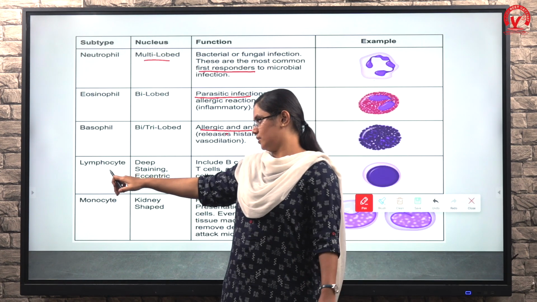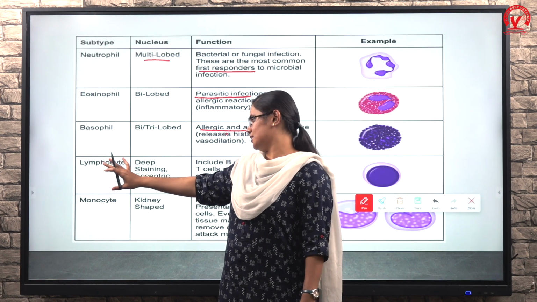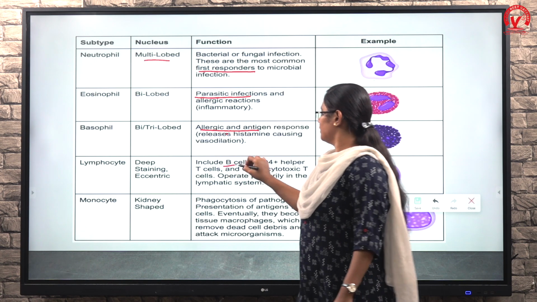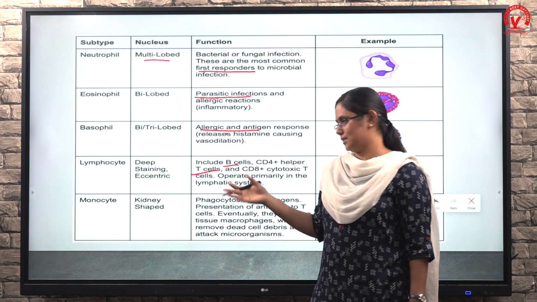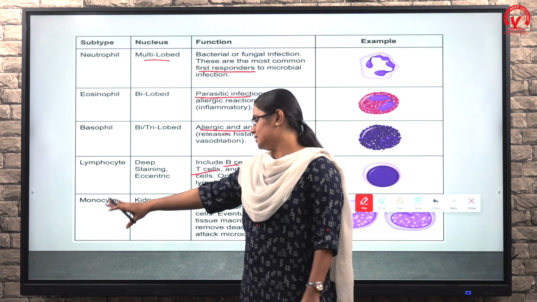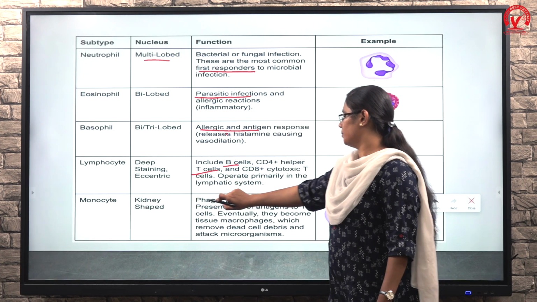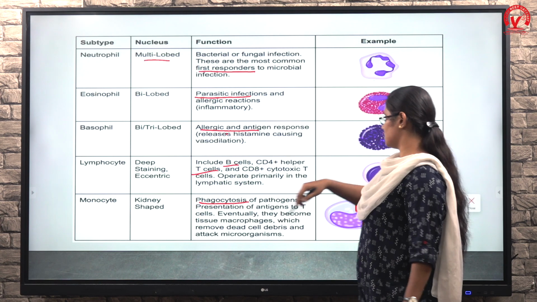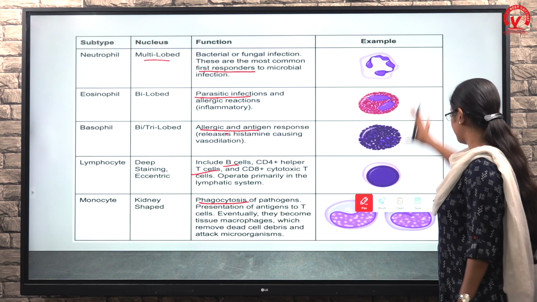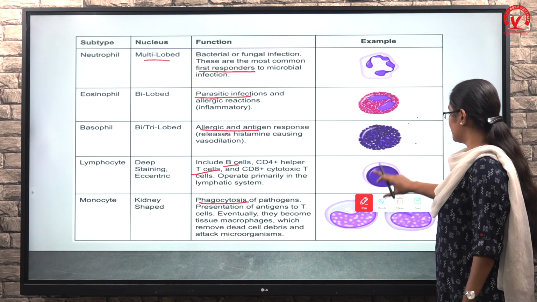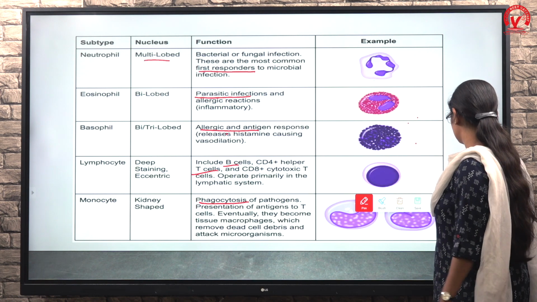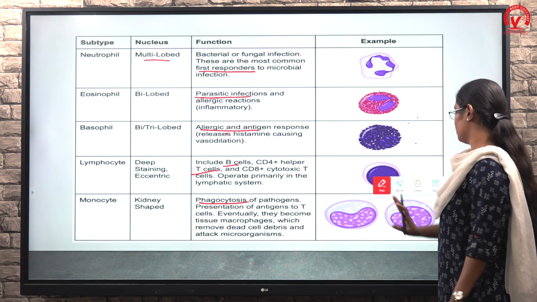And lymphocytes, two different types, T and B cells, and they will be helping in cell mediated and humoral immunity. So, it will be discussed in the lymphatic system. Monocytes, which have a kidney shaped nucleus, and the main function is phagocytosis. So, these are the diagrams: multilobed, pinkish granules, violet granules, eccentric nucleus and kidney shaped nucleus.